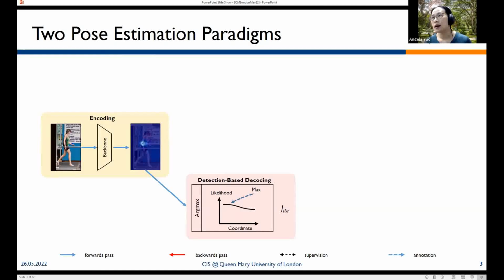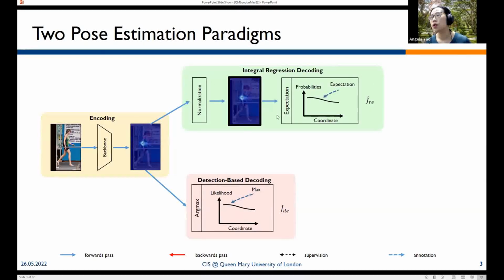And a second variant is to go through integral regression. And why this is called integral regression then is because you actually take this heat map output from the encoding stage, you normalize it. So here, I mean, the normalized heat map looks maybe very similar. And then you take an expectation over the resulting probabilities. And so then you get a slightly different J hat. So we're going to call this J hat sub RE instead of DE, where RE stands for the regression case and DE stands for the detection case. So this is in the forwards pass.